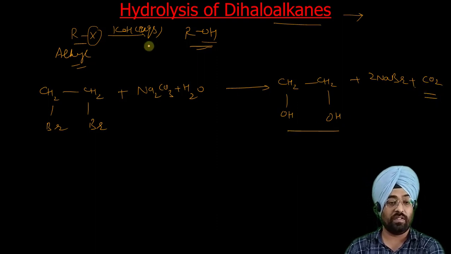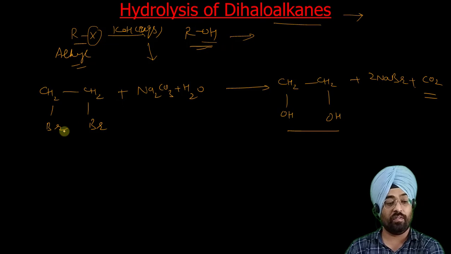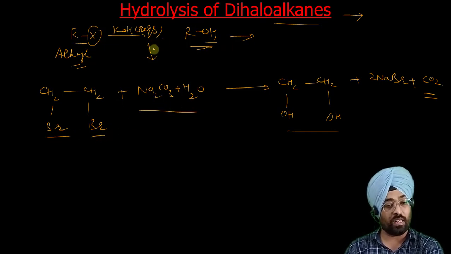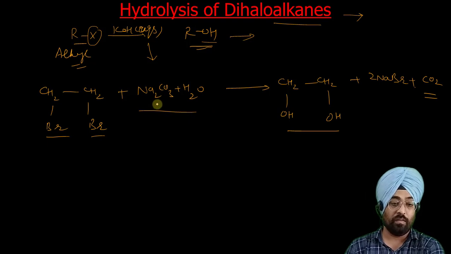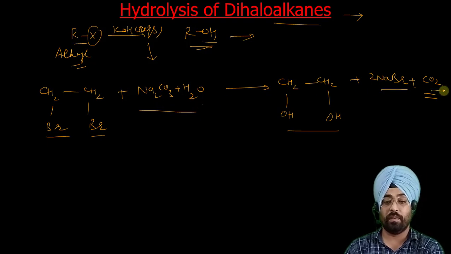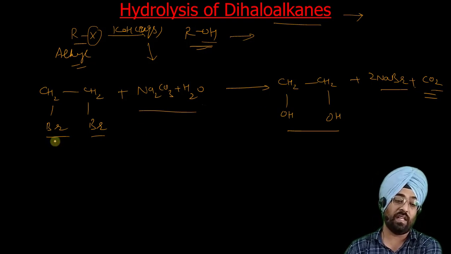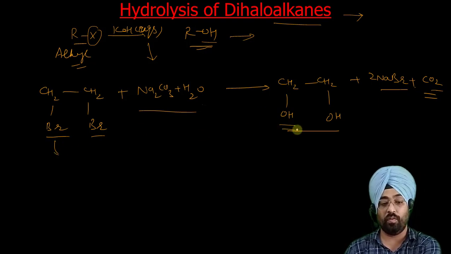The basis of this reaction is the reaction of alkyl halides with aqueous KOH to give alcohols. Now if we have two halogens in the same compound, then we can also use aqueous KOH, but it is more easily done using sodium carbonate and water. That will give you ethylene glycol plus sodium bromide plus carbon dioxide. So this is a very simple reaction. It is a nucleophilic substitution reaction in which the halogens have been replaced by OH groups.